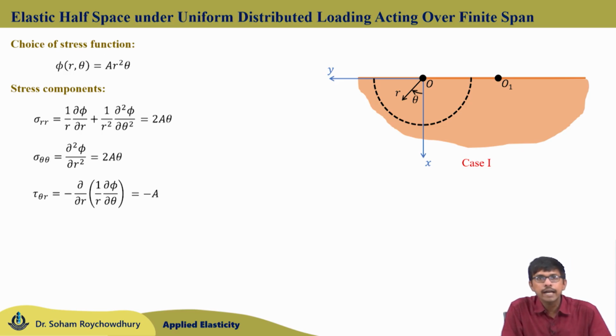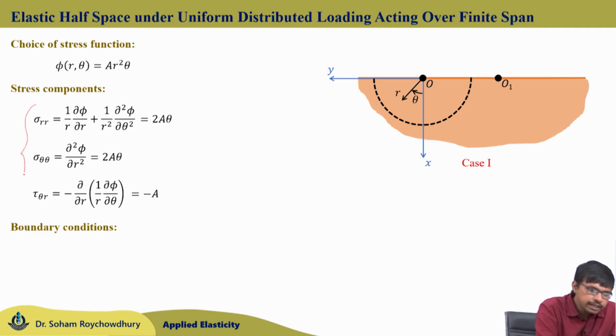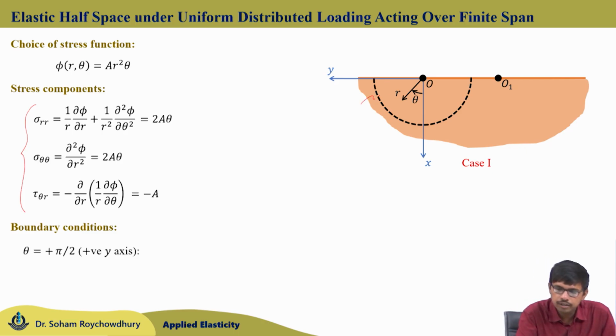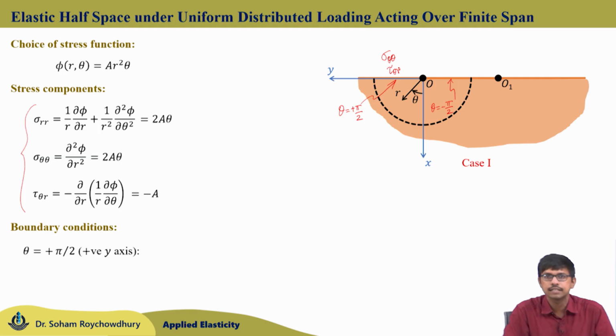Now, let us look at the boundary conditions for the free edges which this stress field is going to result in. How is the boundary defined? The boundary for this problem is defined by theta equals plus pi by 2, that is the positive y axis, and theta equals minus pi by 2, which is the negative y axis. For the positive y axis, theta equals plus pi by 2. If you substitute that in the stress expressions, then for these boundaries on the theta plane, we have sigma theta theta as the normal stress and tau theta r as the shear stress.